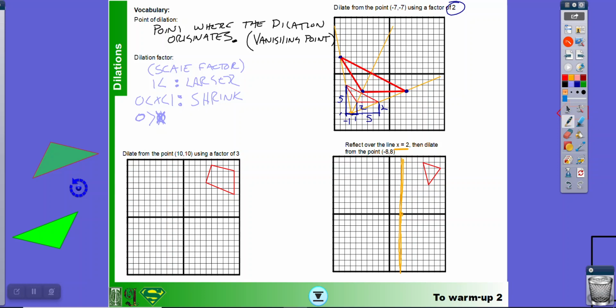Okay. So with that in mind, I would like you to please try the next two problems, and this one will have a dilation factor of 2 as well. All right, go to it.